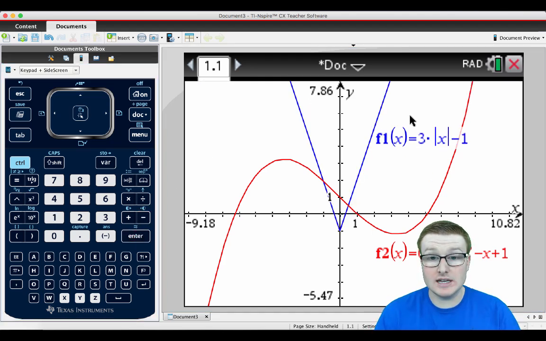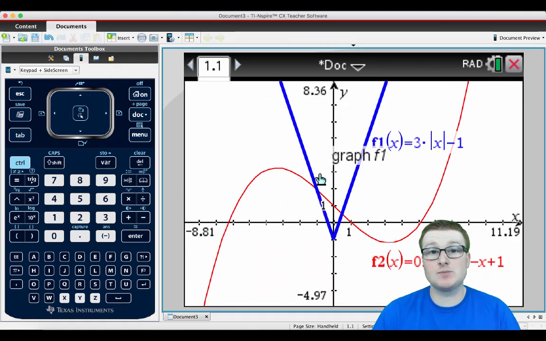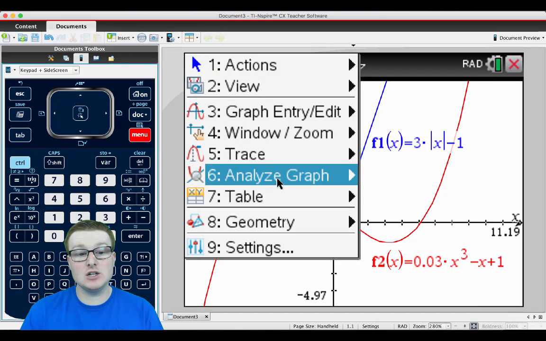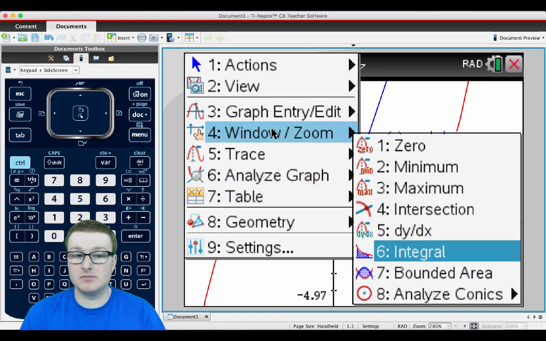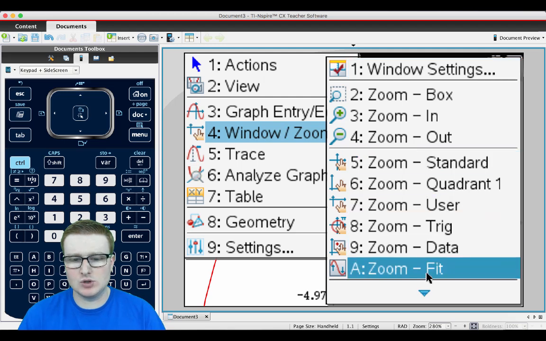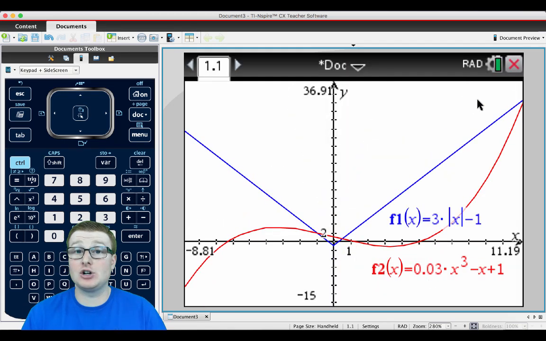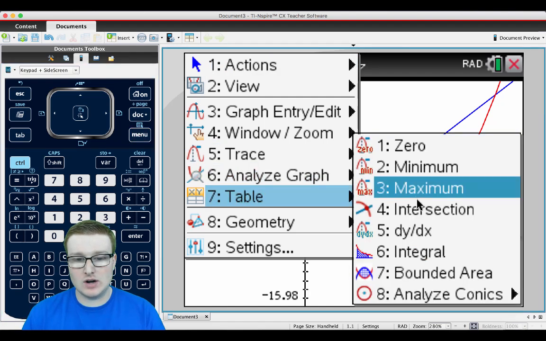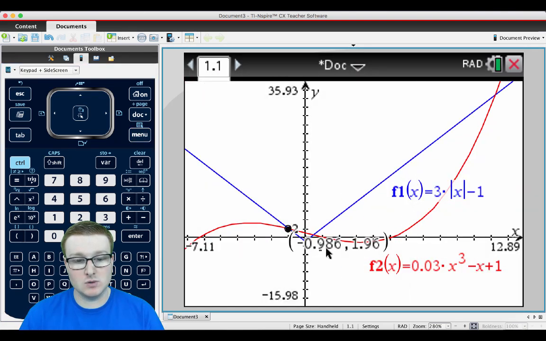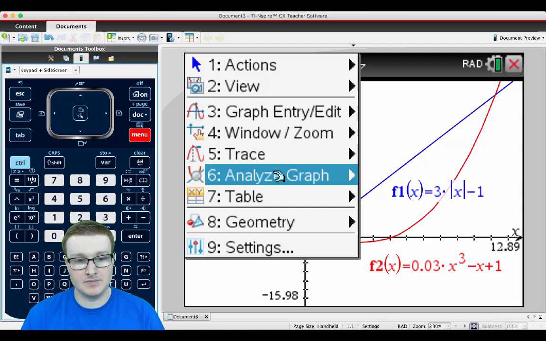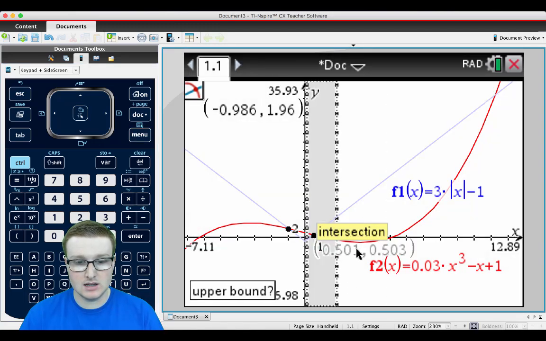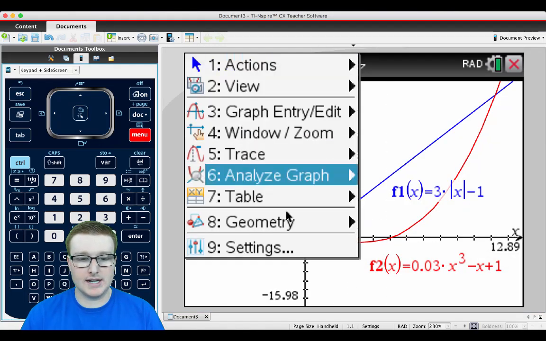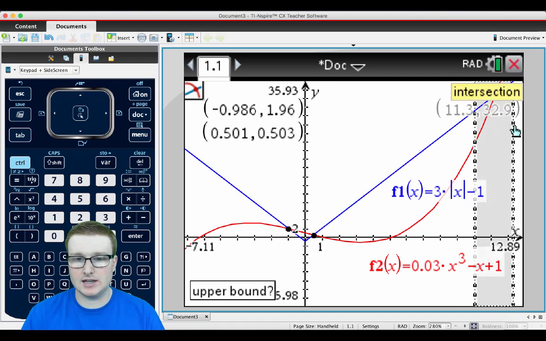Okay, so there's clearly 2 intersection points that we see, but if you go to menu, window zoom, zoom fit, it actually shows a 3rd intersection point way up here. So what we got to do is go to menu, analyze graph, intersection, click this one over here. There's 1 intersection point, and you got to do it again. Click, click. And you got to do it one more time. Analyze graph intersection, click, click.